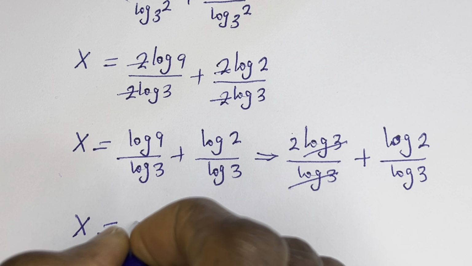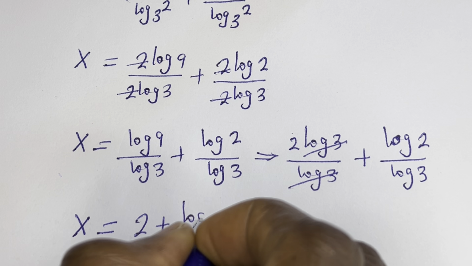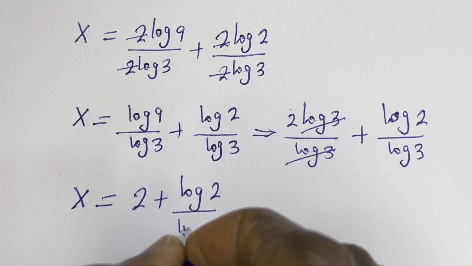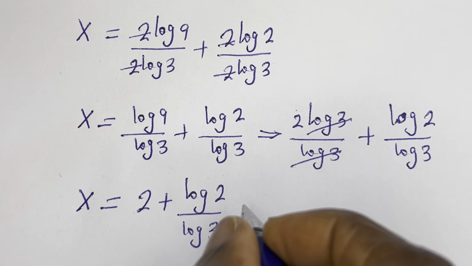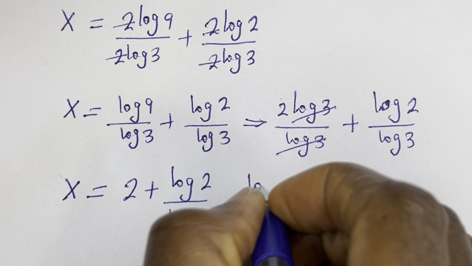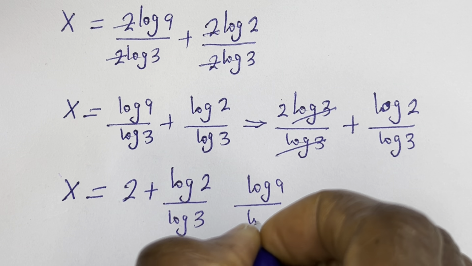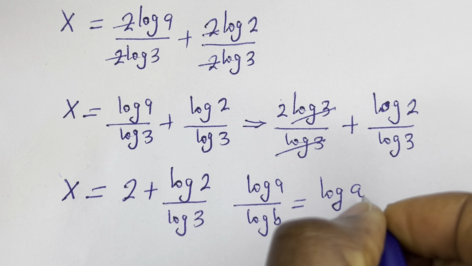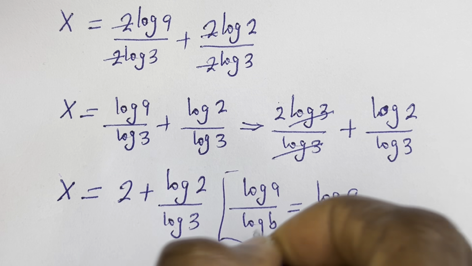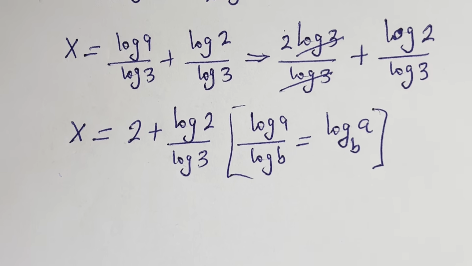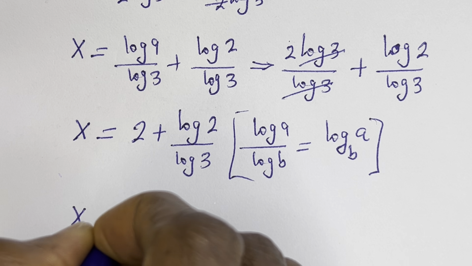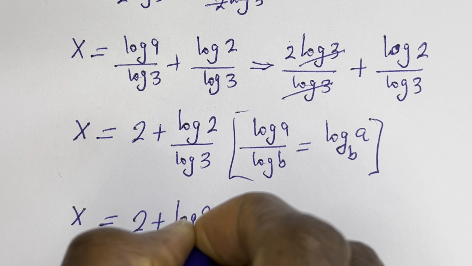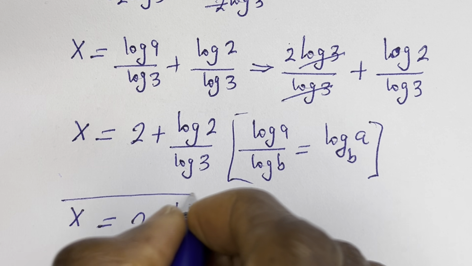x is equal to 2 plus log 2 divided by log 3. Now take note of this, that if you have log A divided by log B, this is equal to log A base B. x is equal to 2 plus log 2 base 3. This is the final answer.